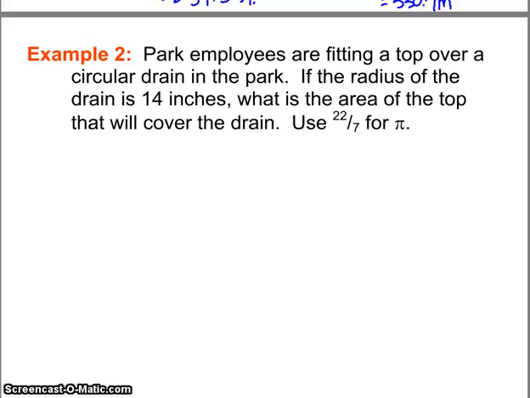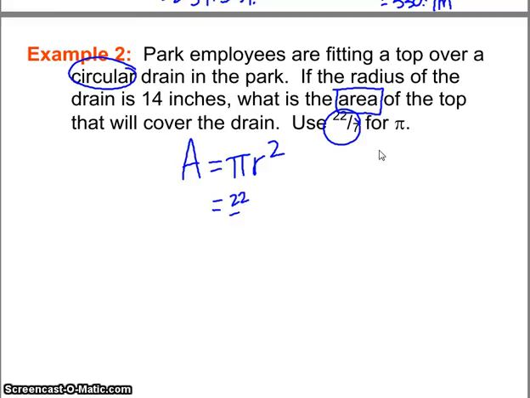So let's pull out this information. First of all, we have our shape, so we know we're dealing with a circle. We're trying to find what is the area. So let's pull up our formula. We're trying to find the area of a circle. Pi r squared. Now we look into it. This time for pi, we're using 22/7, as you can read in the story problem.